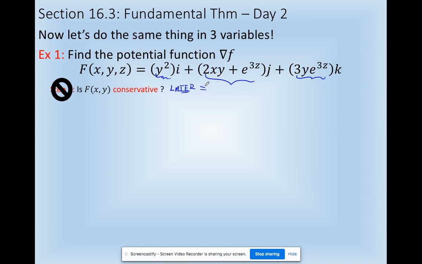So for your homework problems that are associated with this, you don't have to even think about whether they're conservative. They all are conservative.